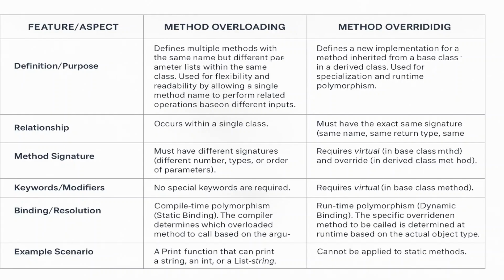Now, binding resolution: what it means is how the compiler resolves which function it is going to call. Method overloading is compile time polymorphism, or static binding. The compiler already knows which method to call based on the arguments. Method overriding is runtime polymorphism. Only at runtime does it determine which behavior, which function, to call. And that wraps up the differences between method overloading and method overriding.